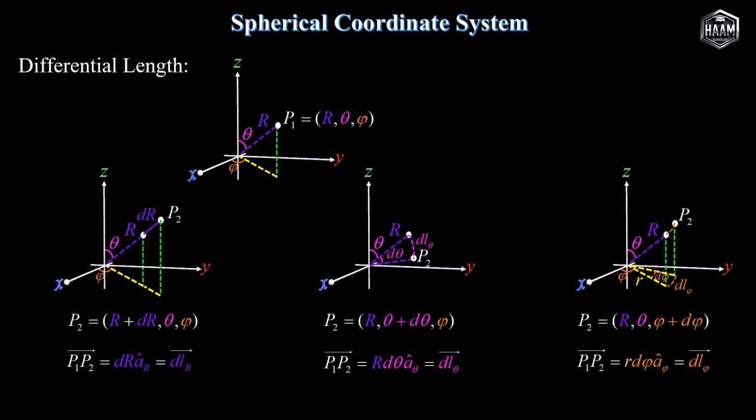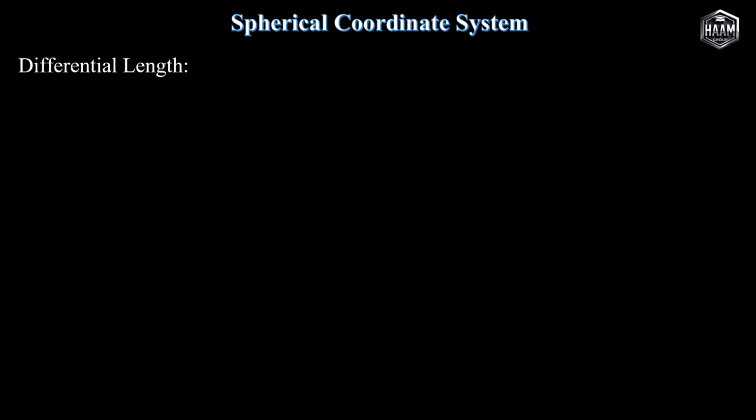To express this in terms of the spherical system's own variables, we note that little r equals capital R times sine of theta. Therefore, dl sub phi equals capital R sine theta d phi times a hat sub phi. We have thus shown that the differential length in the spherical coordinate system is given by this relation.